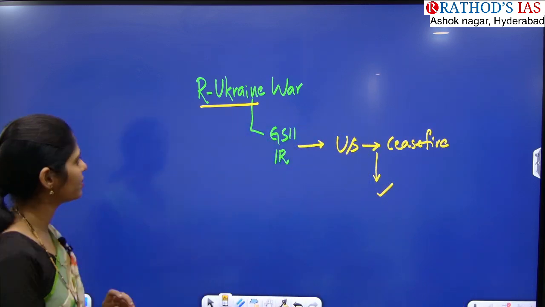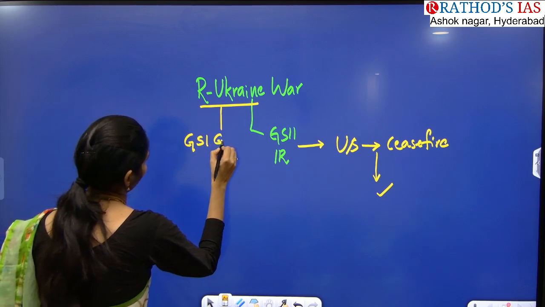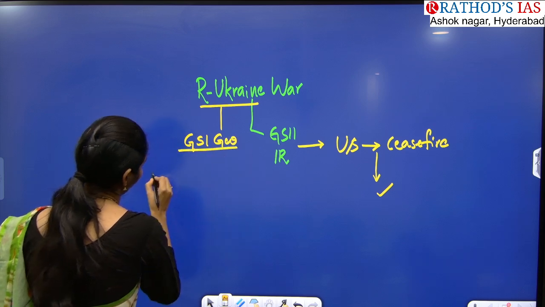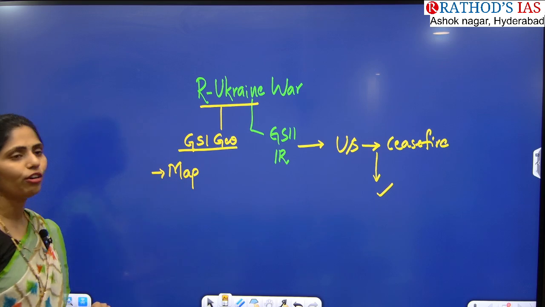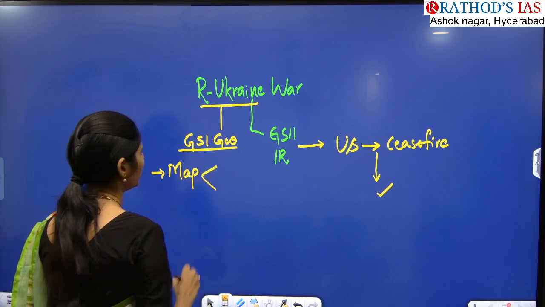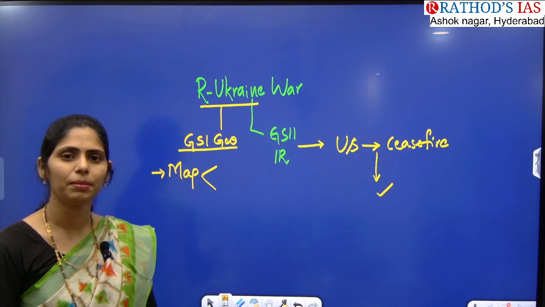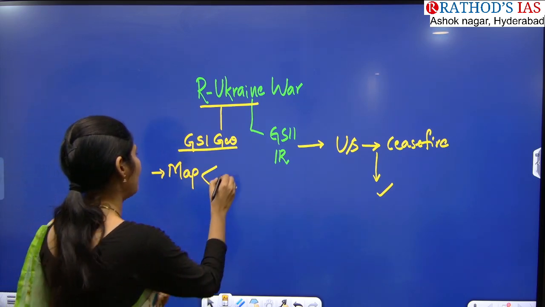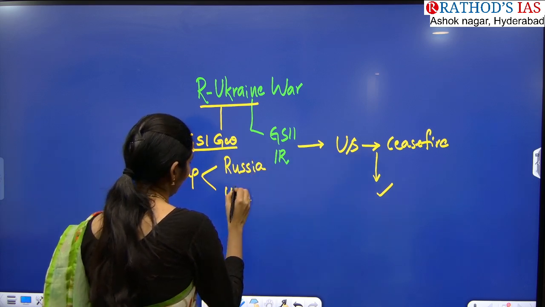What you have to see first is this article from GS Paper 1 under geography. So first you have to see the map: the map of Russia and the map of Ukraine. In 2022 or 2021, there was a question regarding the Ukraine map in prelims. So you have to see the map of Russia, and the second one is the map of Ukraine.